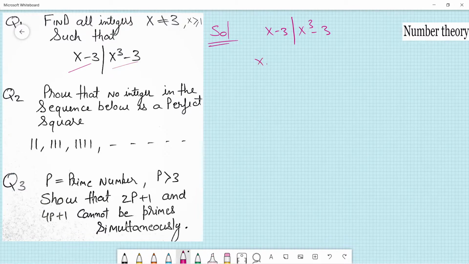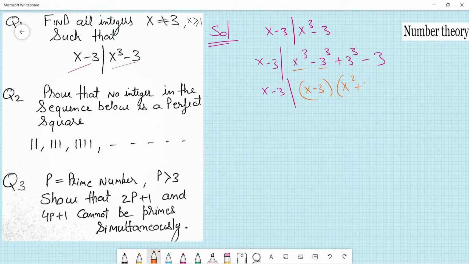Okay, now what we do is first let's subtract 3 to the power 3 and add 3 to the power 3. Now this is a cube minus b cube, so this becomes (x minus 3)(x square plus 3x plus 3 square) plus 3 to the power 3 minus 3.